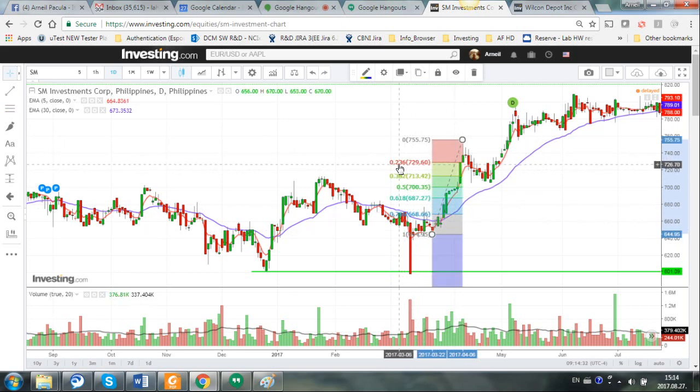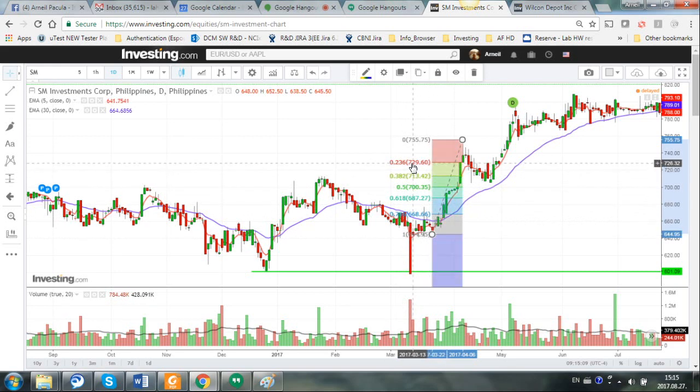Una is 0.236. 0.382. So, these are actually percentage. These are Fibonacci ratio. So, kung bakit na-arrive yan, i-research mo na lang. So, this is, di ba, pag i-times 100 mo yan, magiging percent yan. 23.6%, 38.2%, 0.5 or 50%, 61.8%, and 78.6%. At ito yung 100%.